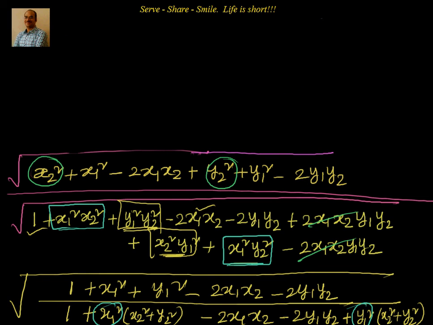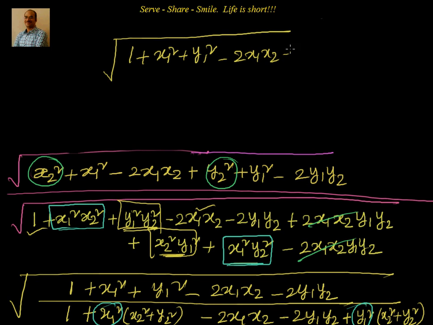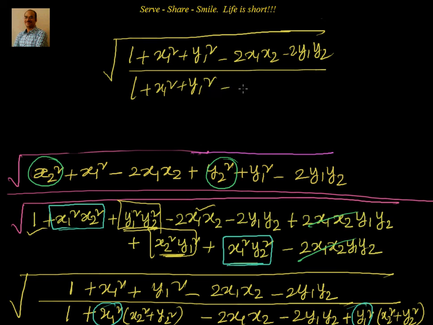That's our last step. Our next step, by taking x2 square plus y2 square equal to 1, will yield us that the numerator and denominator both are equal, and that is 1 plus x1 square plus y1 square minus 2x1 x2 minus 2y1 y2 whole thing divided by, again, 1 plus x1 square plus y1 square minus 2x1 x2 minus 2y1 y2. This is equal to 1. So this is another way of proving.